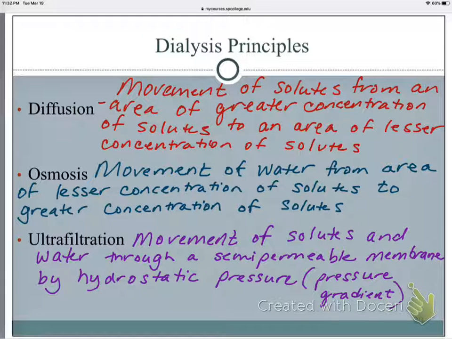So the net effect is lowering the concentration in the blood of waste products, right? Of your creatinine, uric acid, electrolytes, all those items. You want to get rid of the waste products.